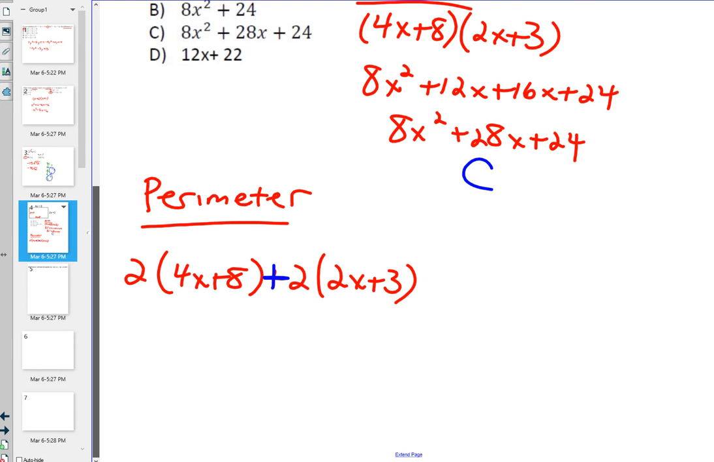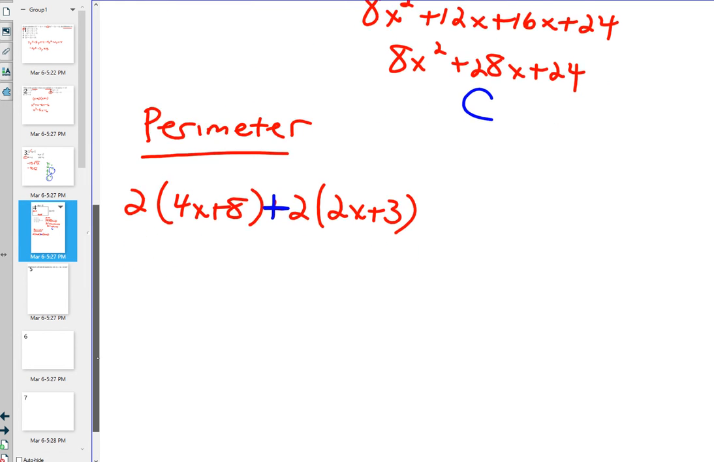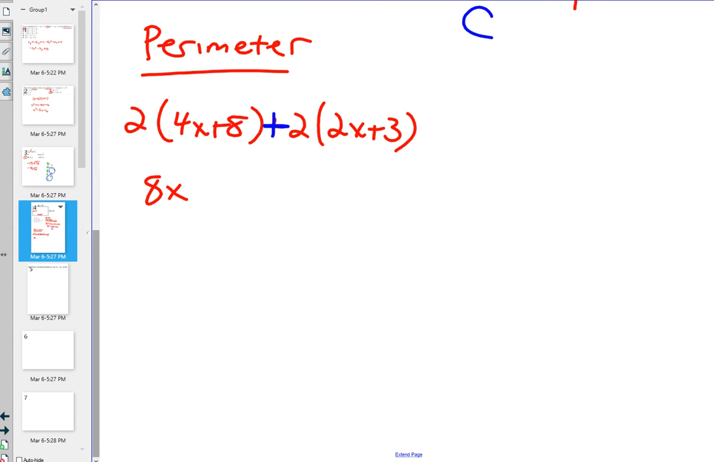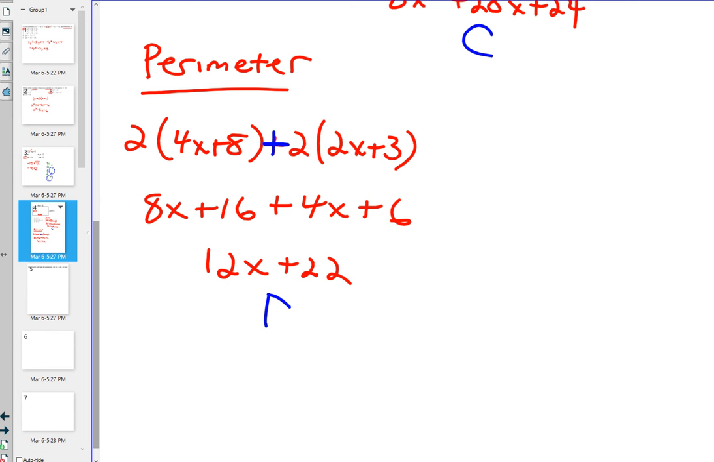If you do it this way, then you distribute first. So we get 8x plus 16, and then plus 4x plus 6, and then once you combine it, it's 4x plus 22. You did not have to find it that way, but if you did, or even if you didn't, you should have ended up with D nonetheless.